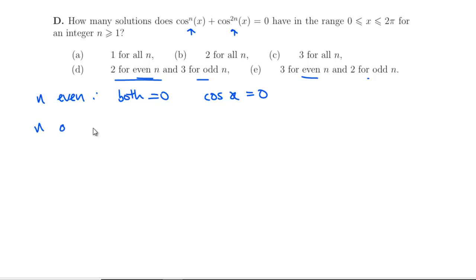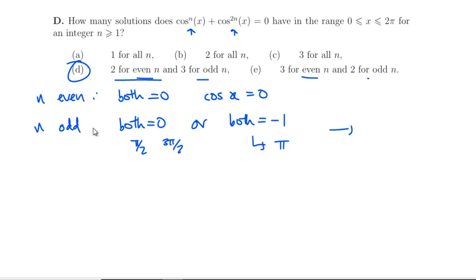And then if n is odd, we need to have 2 zeros. We could have both equal 0. Or we could have both be minus 1, that would be okay, wouldn't it? Because then one of them will stay negative and the other one will become positive. So that means in this range we're getting 1 for that. That is when we've got pi. And then these again are when we're at pi by 2 and 3 pi by 2. So we've got 3 solutions for odd, 2 for even, which is D.